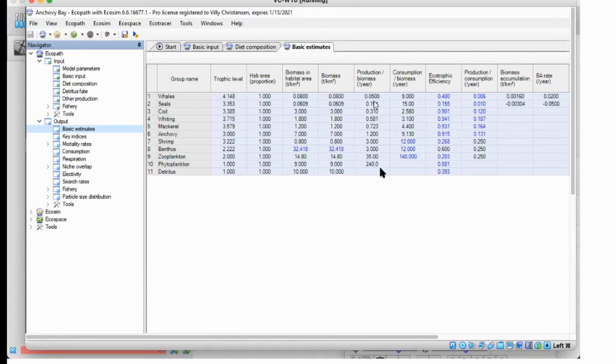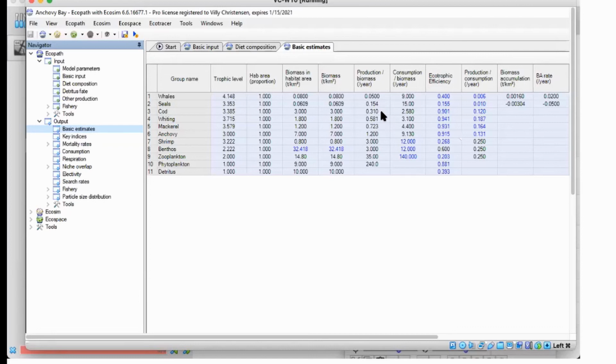The P over B, as I mentioned earlier, has the unit per year. If you invert that, you get biomass over production, which has the unit of year: average longevity. So for whales, 0.05 inverted means 20, so the average whale lived for 20 years. The average seal, inverted, 6 years or so. That's reasonable. Cod, 3 years, 1 over 0.3.